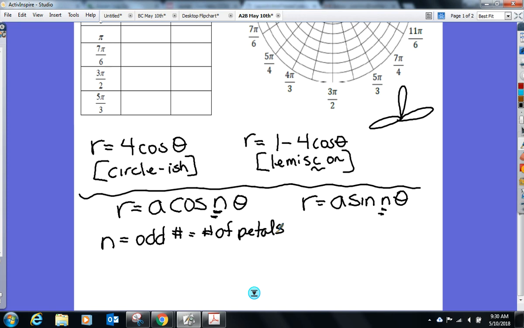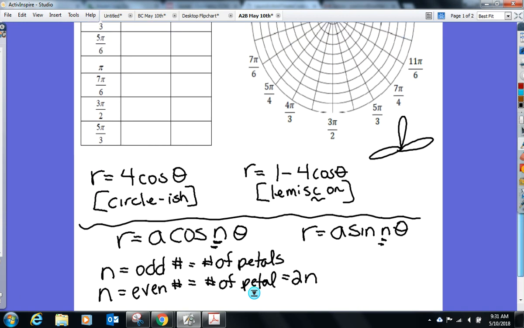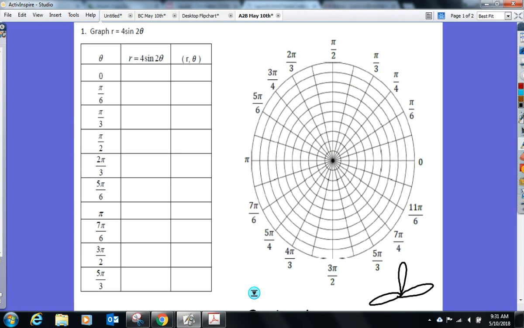So if n is odd, that tells me the number of petals. What else could be my other option? It might be even, right? So if n is an even number, the number of petals is going to be 2 times that number. So I'm going to put 2n. If you take a little gander up at our first graph, what's the n value of the first graph we're going to do together today in a couple minutes? 2, it's even. So I'm not going to have 2 petals, I'm going to have 4 petals. Everyone see how that works?